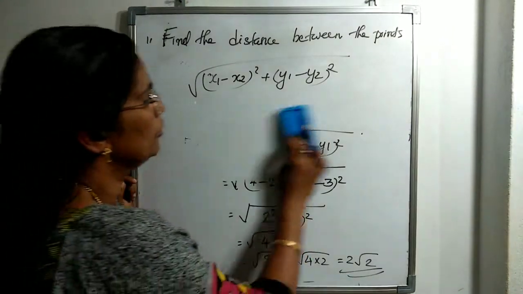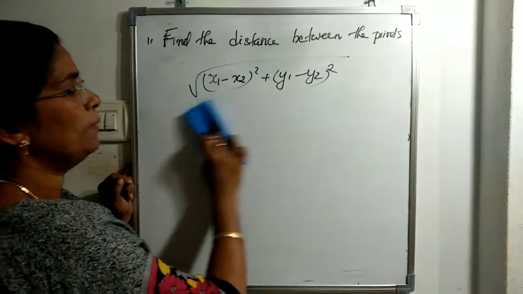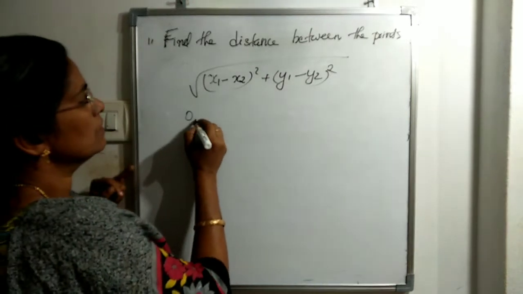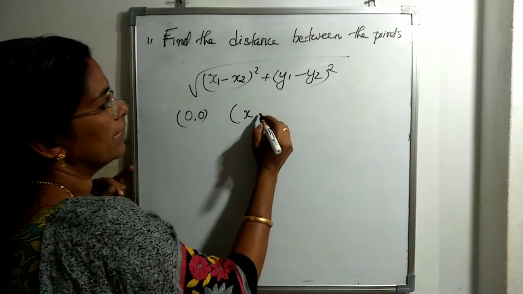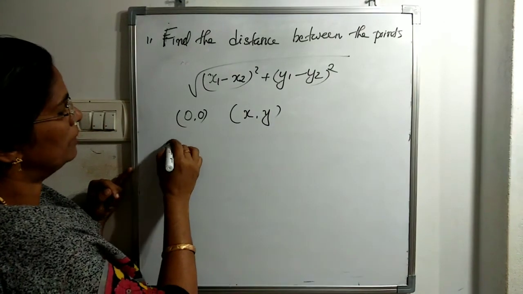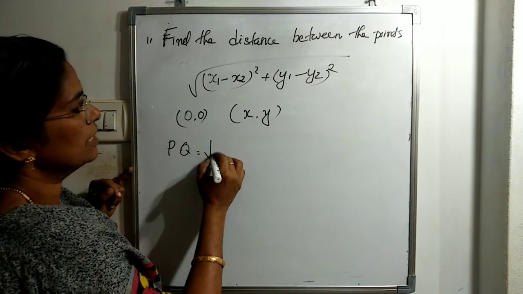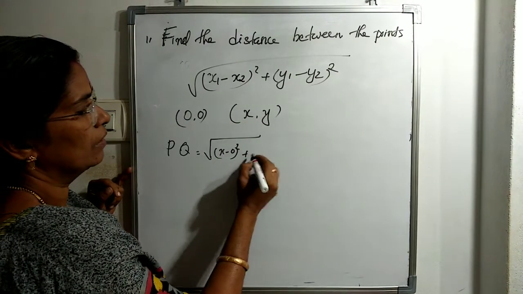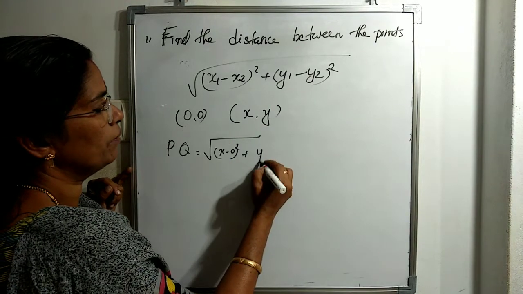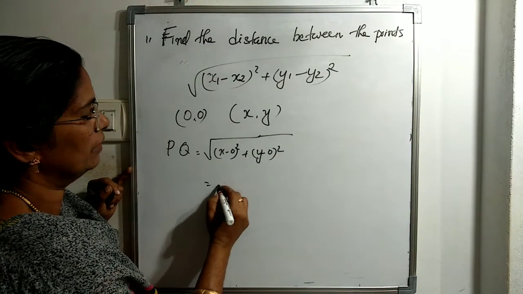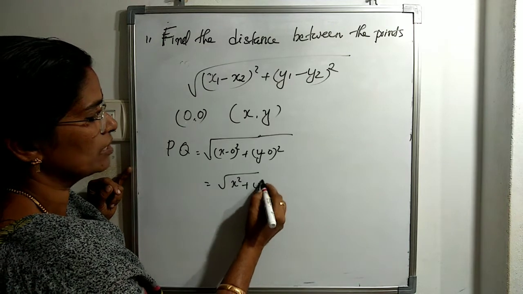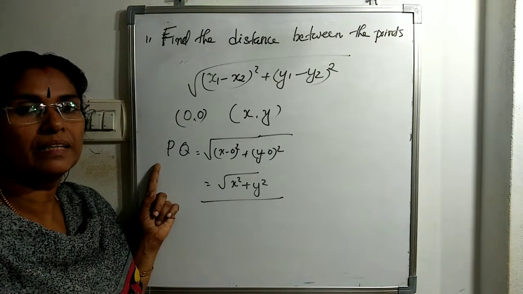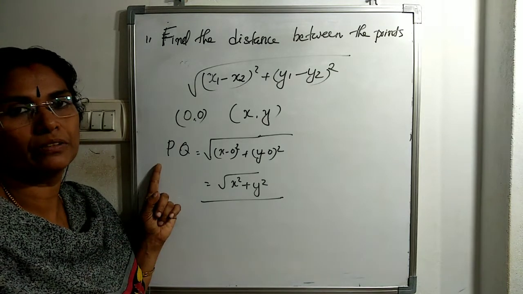And one more formula you want to know. If one point is given and another point is the origin. You know origin means (0, 0), one point. Another point is (x, y), it is given. So what will be the distance formula? Distance formula: x2 minus x1, so x minus 0 whole square, y2 minus y1, so y minus 0 whole square. You will get root of x square plus y square. Okay. This is the formula for the distance between the origin and another point.